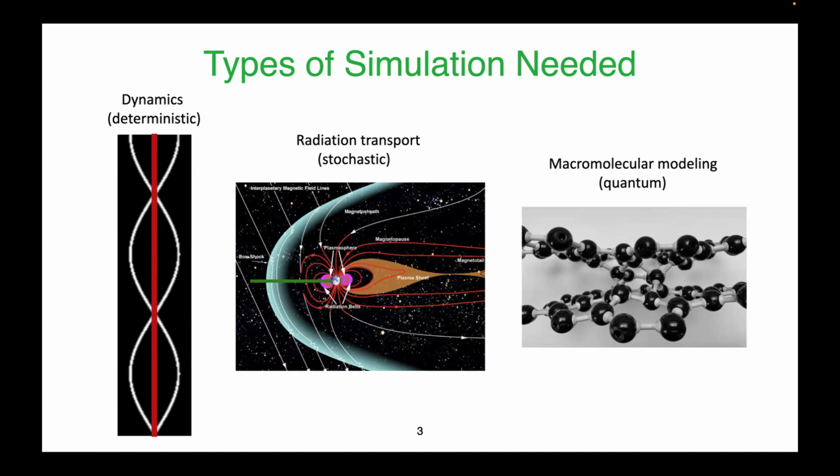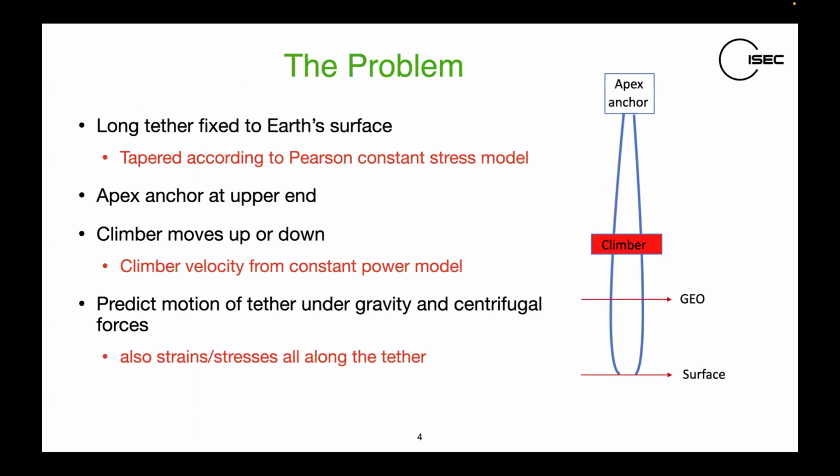And then finally, we do not yet have a lot of material parameters for graphene and maybe some other materials which we might use for the tether. And so it would be a good idea if we did some macromolecular simulations. Ultimately, this comes down to a quantum calculation of all the atoms in the sample. And hopefully from this, we can extract some material parameters. But that's all for the future.